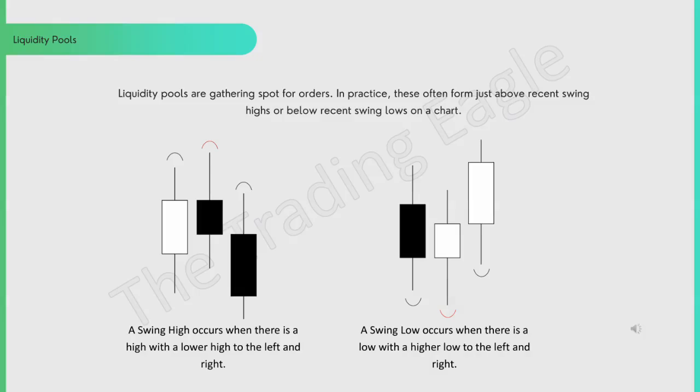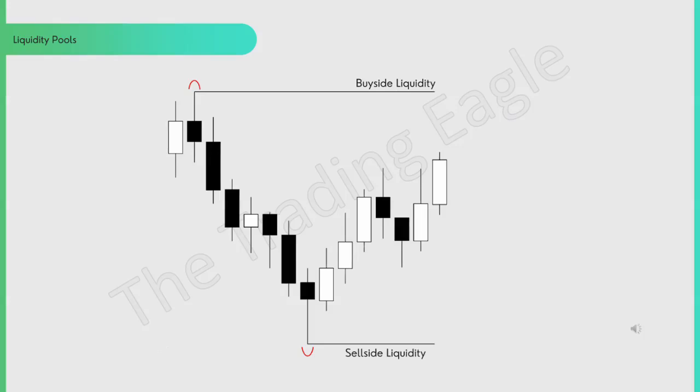So what is a swing high and what is a swing low? A swing high occurs when there is a high with a lower high to the left and to the right, and a swing low occurs when there is a low with a higher low to the left and right. So that's what a swing high is, and that's what a swing low is. Here is buy side liquidity just above a recent swing high, and sell side liquidity just below a recent swing low. This is an example of buy side liquidity and sell side liquidity.